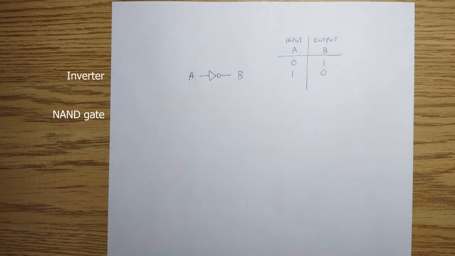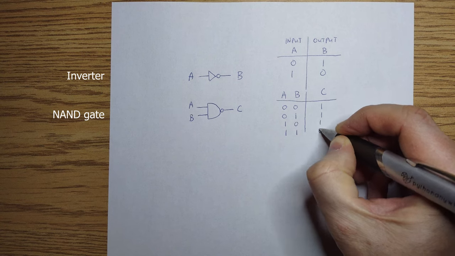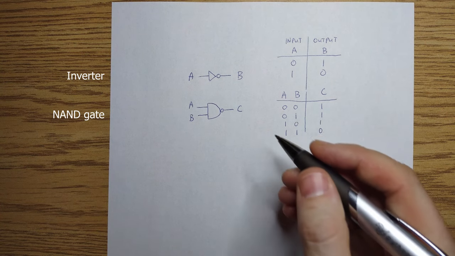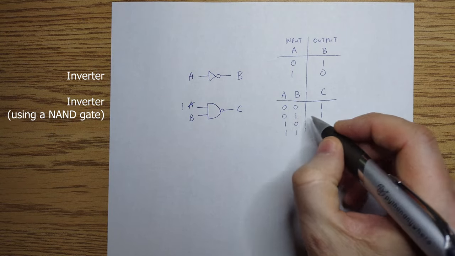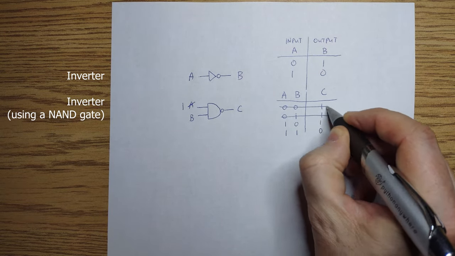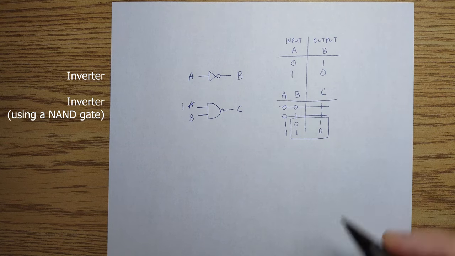A NAND gate is called a universal gate. It can be used to build all the other logic gates. It's very easy to turn a NAND gate into an inverter. One way is to tie one input high, then we see that the remaining part of the logic table is the same. Output is the inverse of the input.